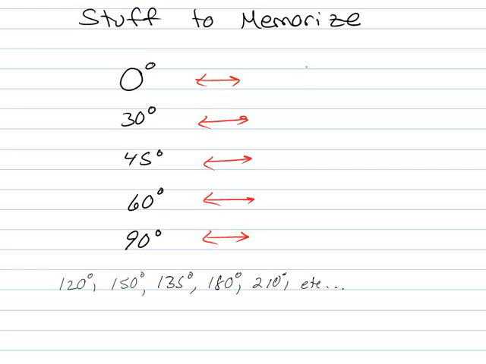Now, this first one should not be too bad. It's just 0 radians. This one, as we established before, is pi over 6. This one's pi over 4. This one's pi over 3. And this one's pi over 2. So we've already shown all of those.